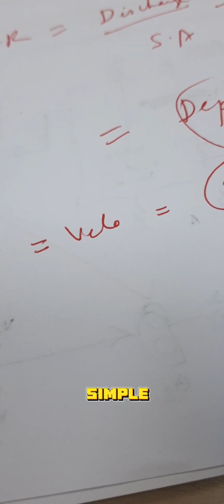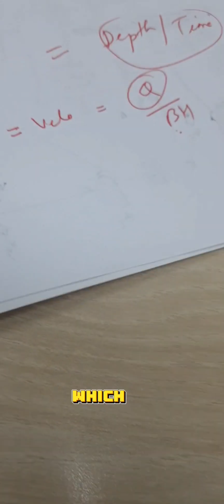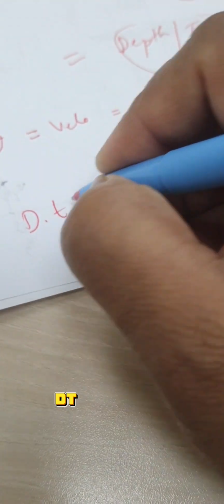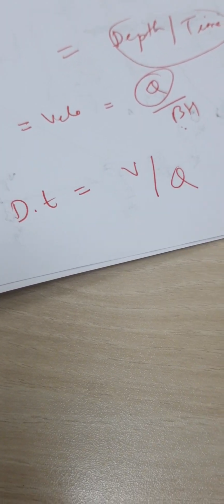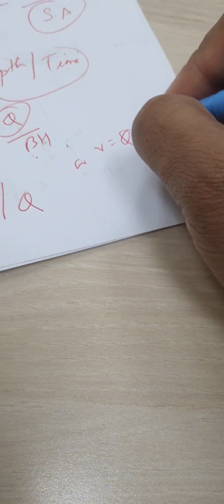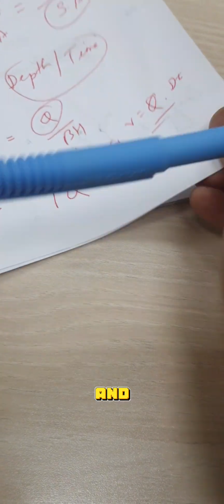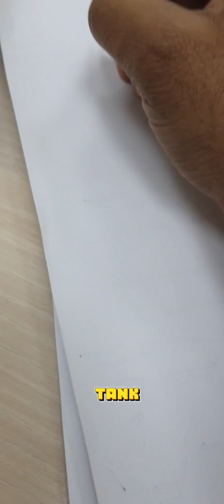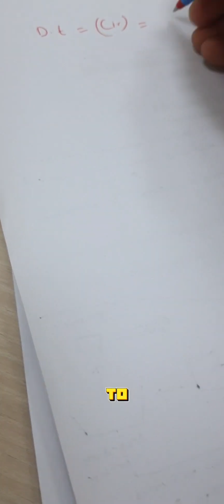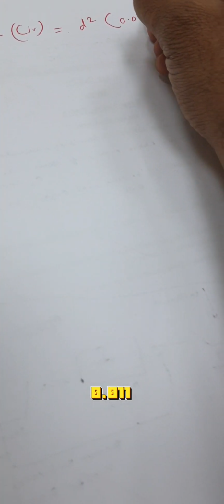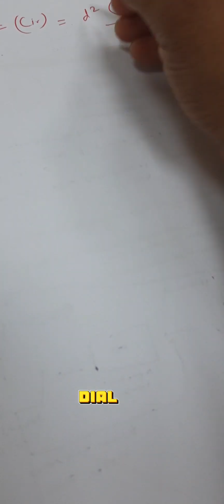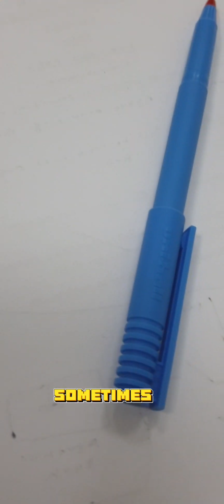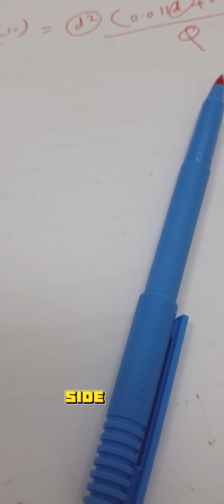Now let us solve a simple numerical, and there is one more formula, which is detention time, dt, equal to the volume of the tank upon the rate of flow, which is Q, or V is also equal to Q into dt. And in certain special cases, the detention time for the circular tank is equal to d square into 0.011d plus 0.785h, multiplied upon Q, where h is the depth of the tank, d is the diameter and Q is the flow rate. Sometimes we also call h the vertical depth at wall or side water depth.